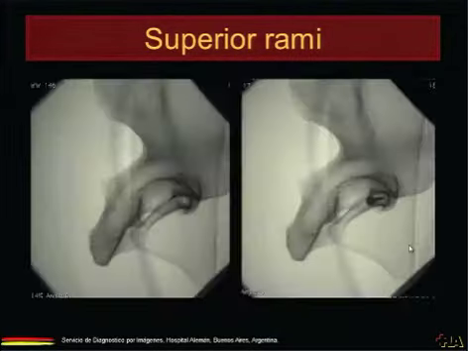So here we have the target for the superior ramus with our needle. And in the case of the inferior, the same, but lateral, I mean oblique, I'm sorry.